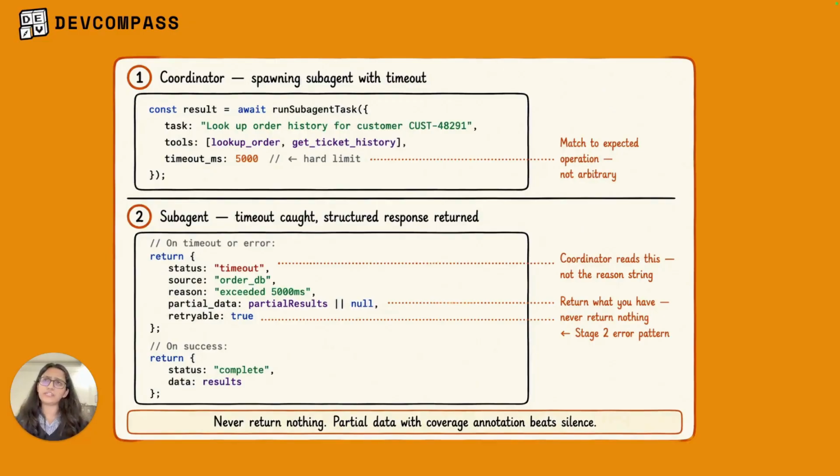5 seconds for a database lookup is reasonable. 30 seconds for a complex search is reasonable. So match the timeout to the expected operation. The second part is the structured error response. When the sub-agent catches a timeout or an error, it does not return null, and it doesn't return an unstructured message. It returns a very structured coverage annotation that has status, source, reason, and a partial data field. Whatever was retrieved before the failure, this is the structured error response pattern from stage 2, video number 2, that is applied in the multi-agent context.